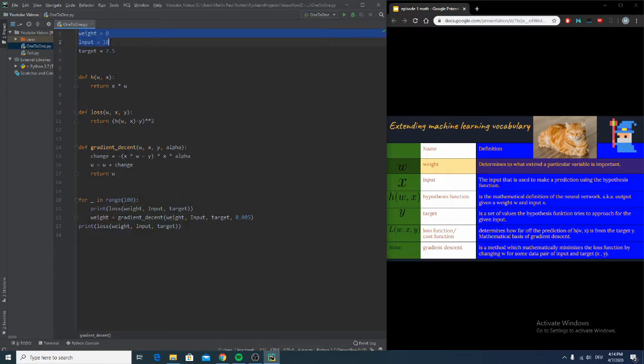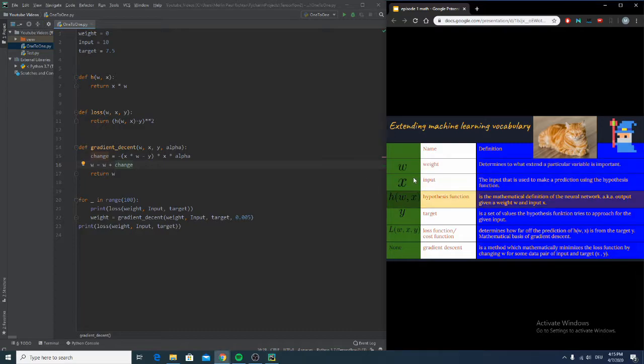We have the weight, input, and target as variables defined at the start, and then we define the three functions: h of w and x as defined here, and then we return x and w. Here we have the loss, and then we return the loss. Then gradient descent is where we have the weight, input, target, and alpha as the learning rate.